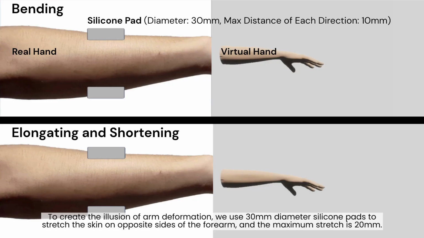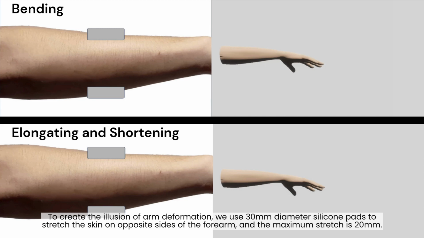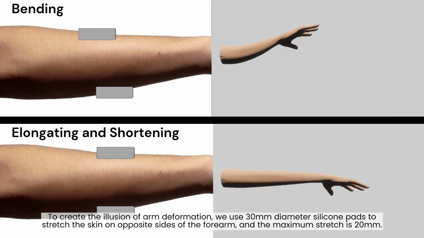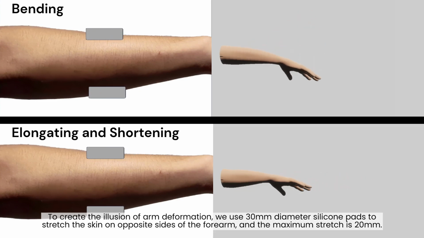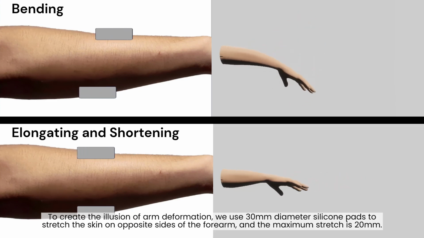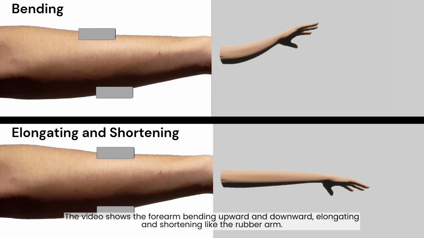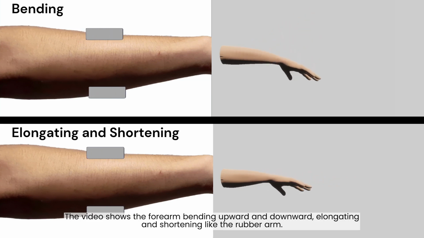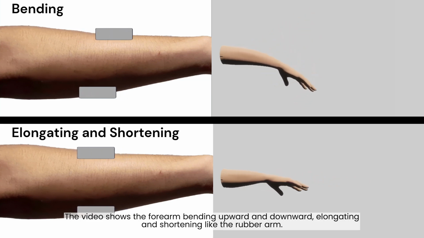To create the illusion of arm deformation, we use 30mm diameter silicone pads to stretch the skin on opposite sides of the forearm, and the maximum stretch is 20mm. The video shows the forearm bending upward and downward, elongating and shortening like the rubber arm.